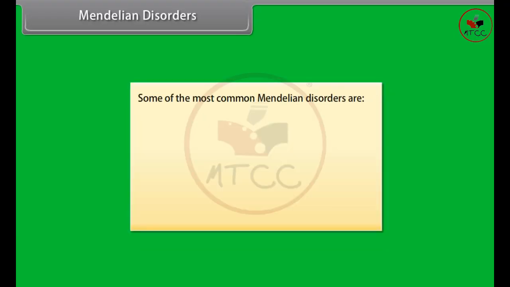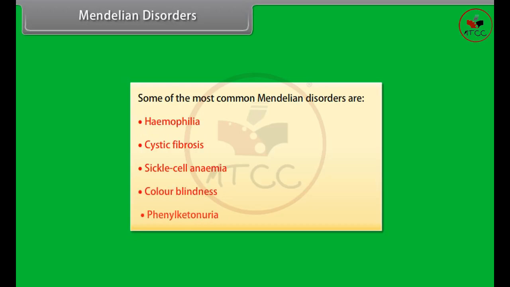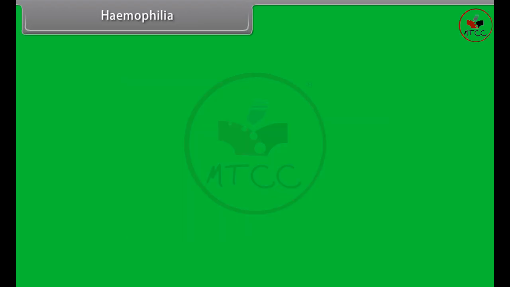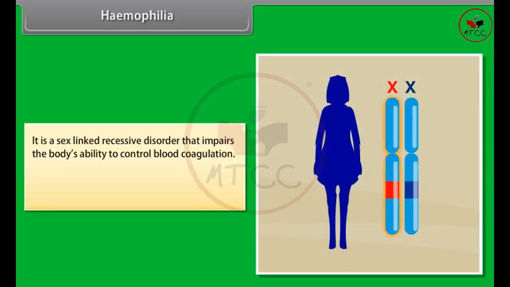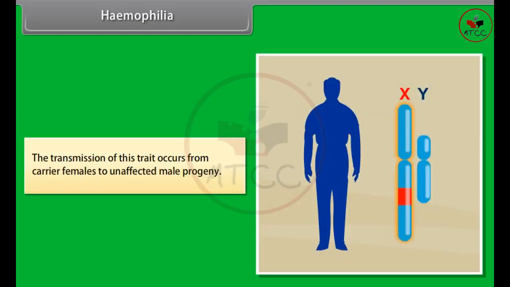Mendelian disorders. Some of the most common Mendelian disorders are hemophilia, cystic fibrosis, sickle cell anemia, color blindness, phenylketonuria. Hemophilia. It is a sex-linked recessive disorder that impairs the body's ability to control blood coagulation. It is caused due to the deficiency of certain clotting factors. The transmission of this trait occurs from carrier females to unaffected male progeny.